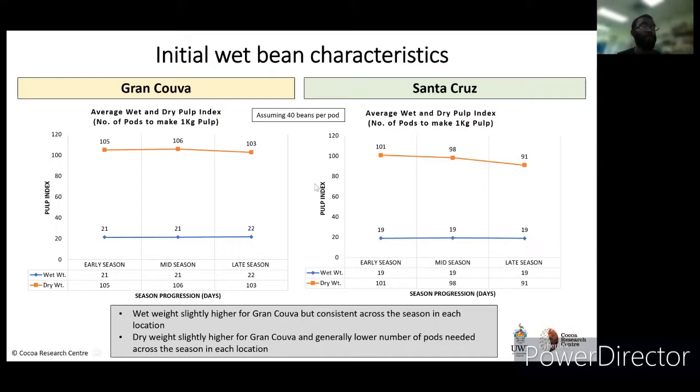Right. So if we look at the wet pulp index for both locations, we saw that the values are very consistent. Moving on to the dry pulp index now, we saw that Vancouver is slightly higher than the Santa Cruz area. And in the Santa Cruz area, we see a very slight decrease in the value across the season.